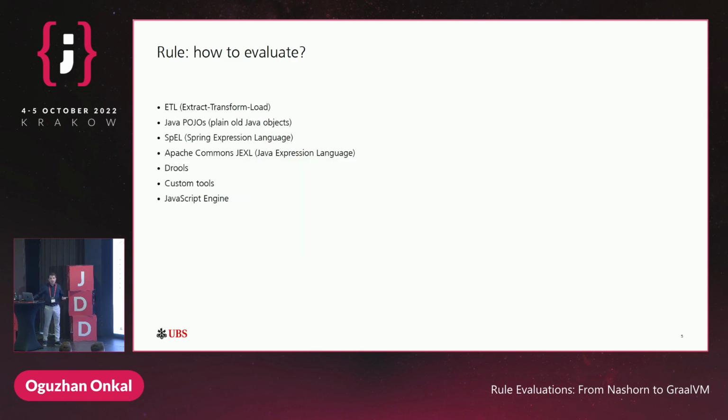But how do we actually evaluate these rules? There are different ways to do that, and one of them is extract, transform, load tools, or ETL tools for short. This means that you have some kind of source of data, you extract it from that source, convert or transform it into something, and then load this into some kind of container. Another way to do rule evaluation is using Java POJOs. Well, we are Java developers. We can just write the code and do whatever we want with all those conditions.